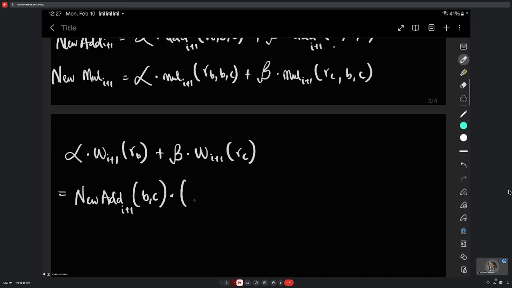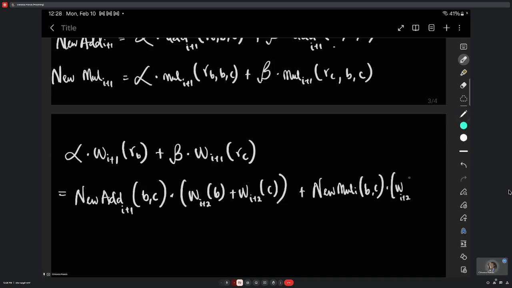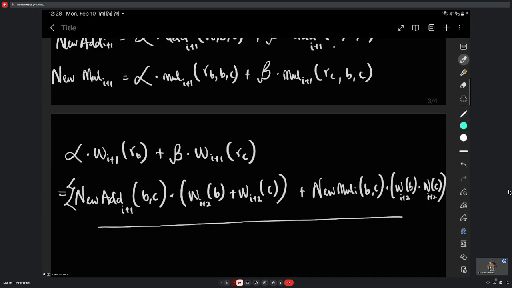So times wi plus 2 of B, plus wi plus 2 of C, plus the new mult_i of RBC, times wi plus 2 of B times wi plus 2 of C. So this is the polynomial that we will now be performing sum check over. Essentially, what is changing is just the adder and the mult_i.